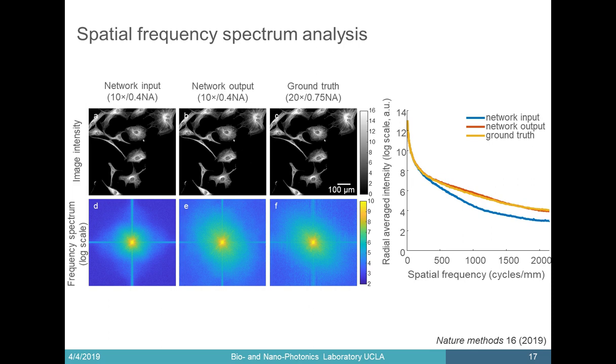Another way to look at this result is to do a spatial frequency analysis. Here we look at the spatial frequency spectrums. The cross-sections of the radially averaged power spectrum confirm the success of the network output, matching the extended spatial frequency spectrum from a higher resolution imaging system. So conceptually, the network is performing a knowledge-based frequency spectrum extrapolation.